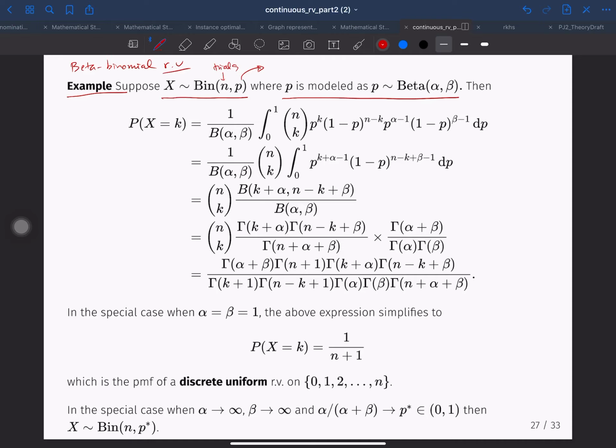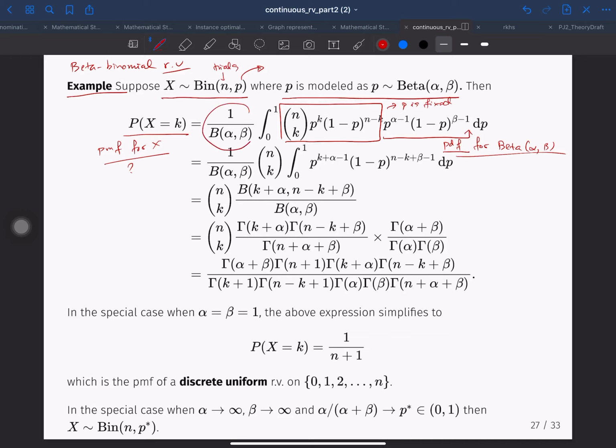So what does the probability mass function for X look like? Well, let's think. This is the probability mass function for X if we assume that P is fixed. But because P is random, we have to introduce this here as the PDF for the randomness, for the beta(alpha, beta). Because P is a random variable, we have to introduce this PDF, and therefore we have this normalizing factor here.